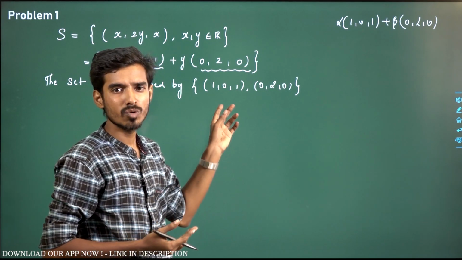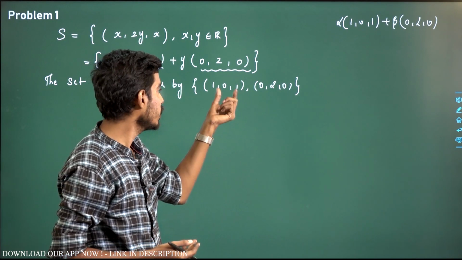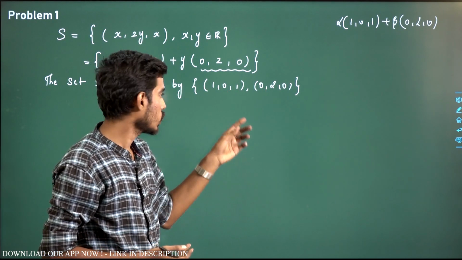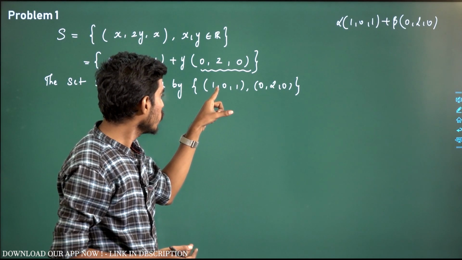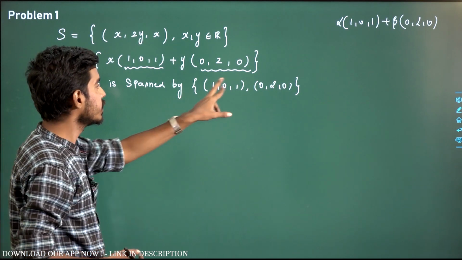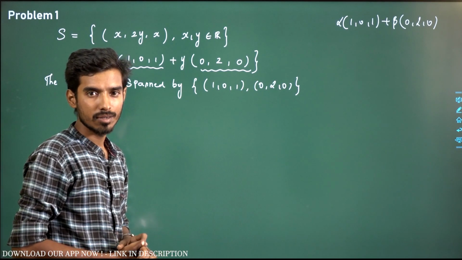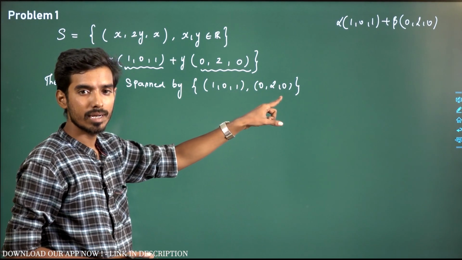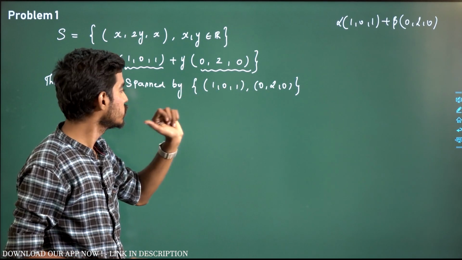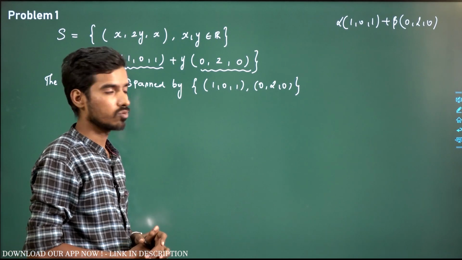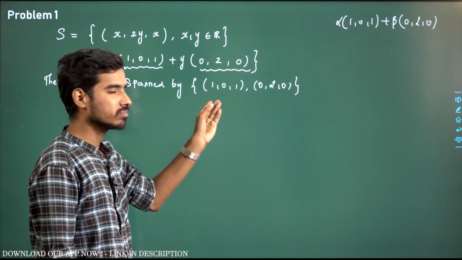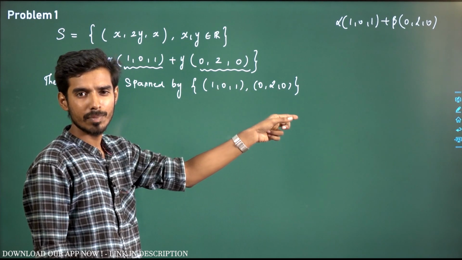Obviously these two are linearly independent, because you cannot write one vector as a linear combination of the other. If these two are linearly independent, then this will be the basis for the set S. So by observation itself, you can say these two are linearly independent.